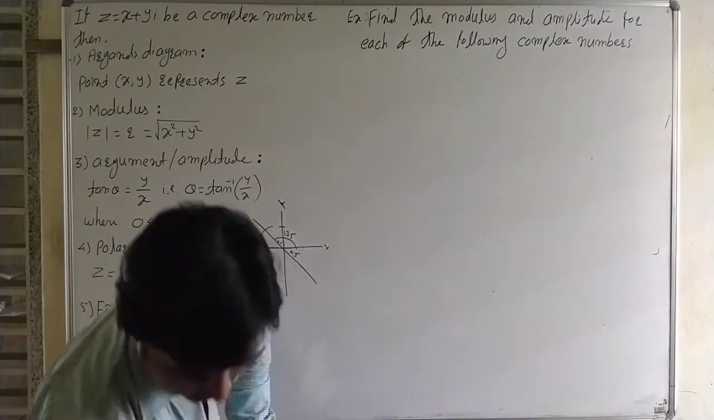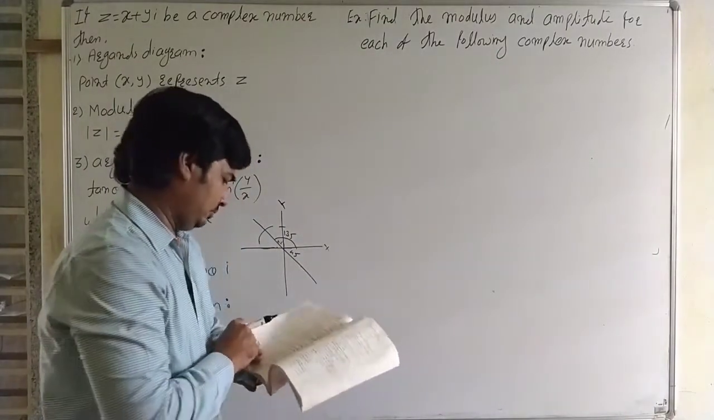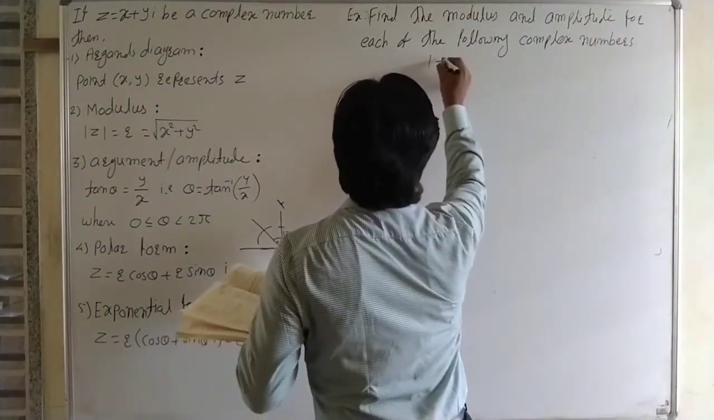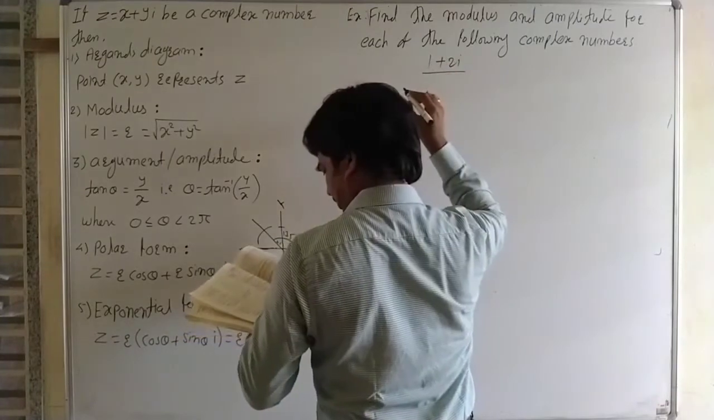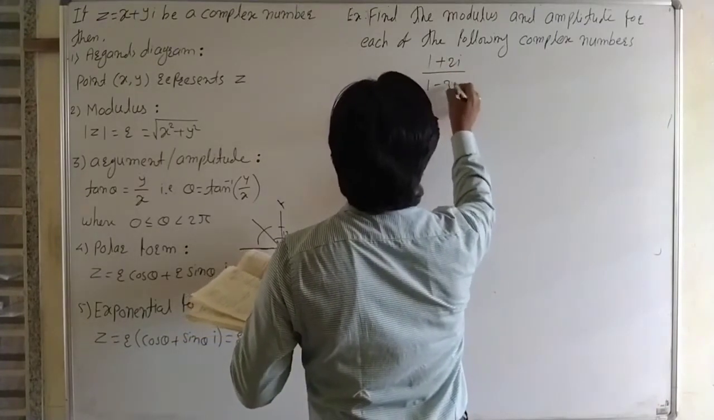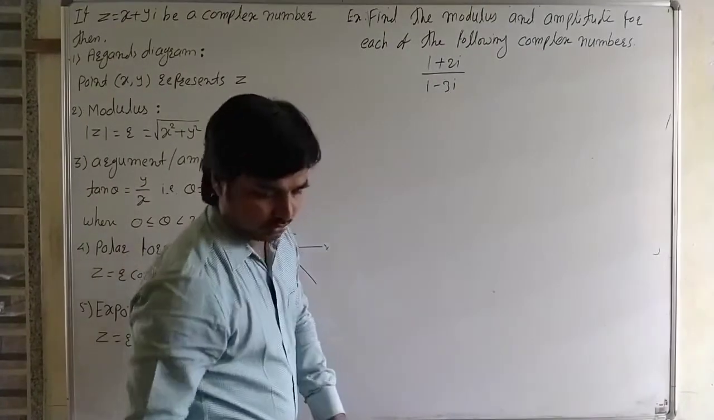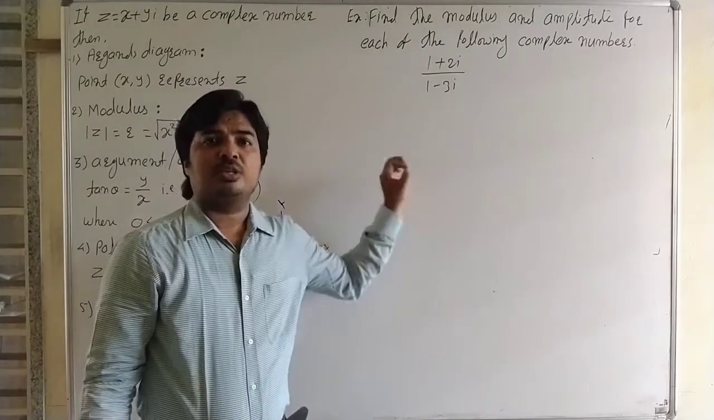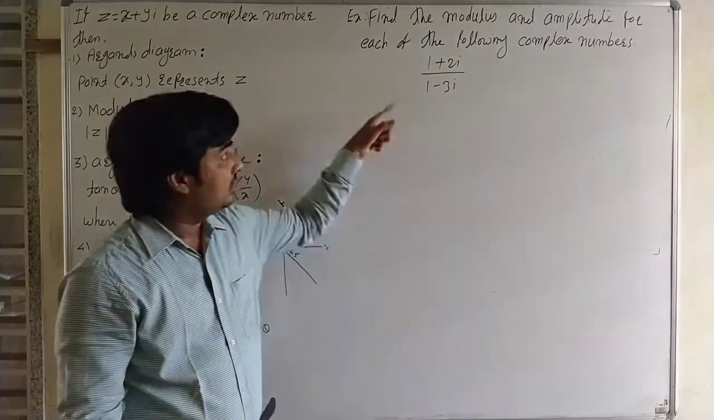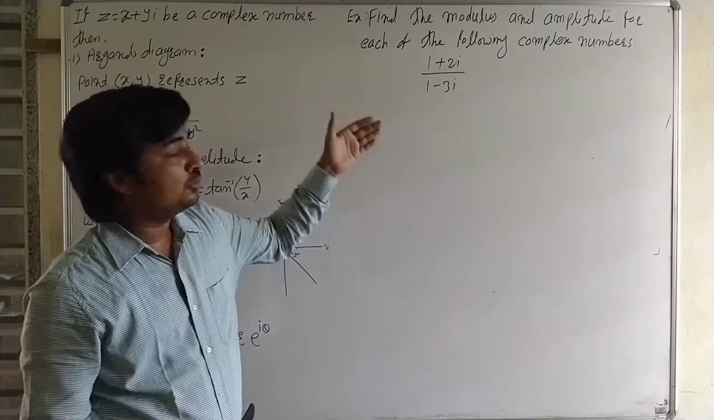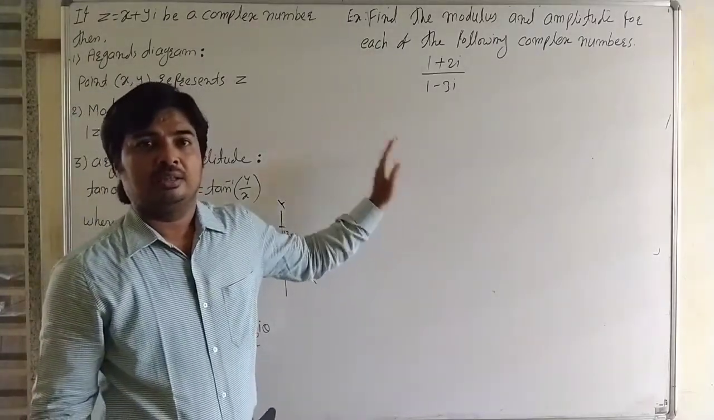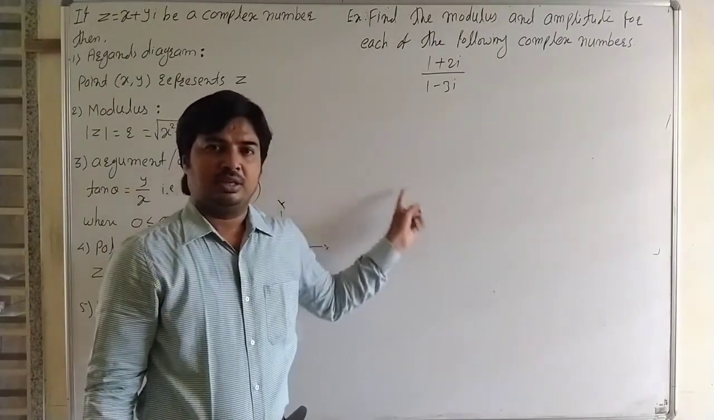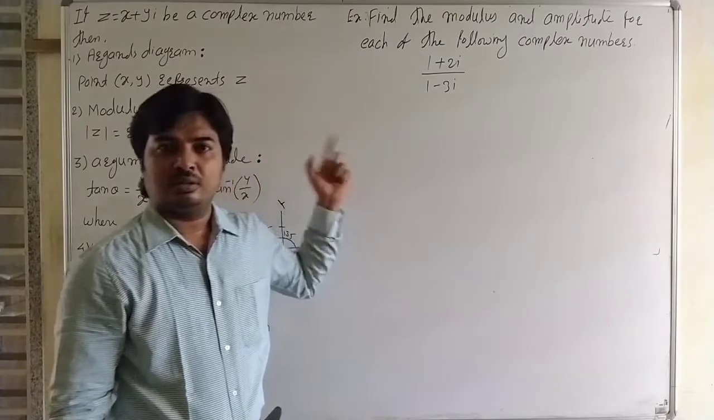Now next example. 1 plus 2i upon 1 minus 3i. Find the modulus and argument of this number. Again the same kind of example. It is not given in the x plus y or a plus bi form. It is the division of two complex numbers. Therefore first we take the division of two complex numbers, then write the result in the form of a complex number, then write x and y and then find the modulus and argument.